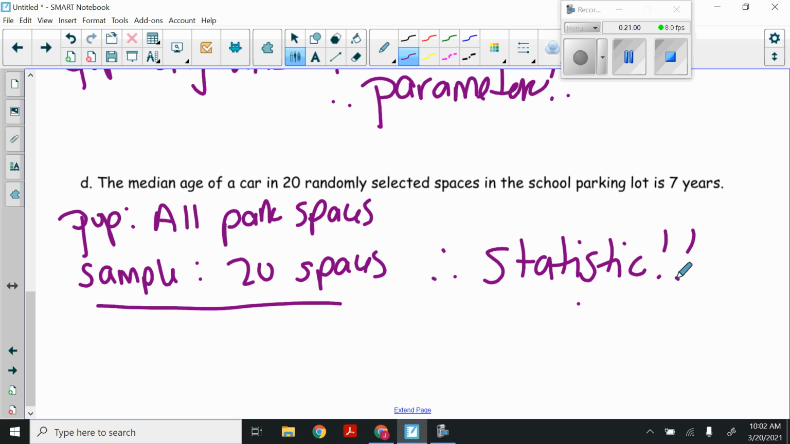All right, so that wraps up section 11.1 on statistical questions and variables. Your homework will be Envision assignment 11.1. So log into Envision and complete that assignment. I believe there are like 15 questions in there. And then tomorrow we will look at section 11.2.